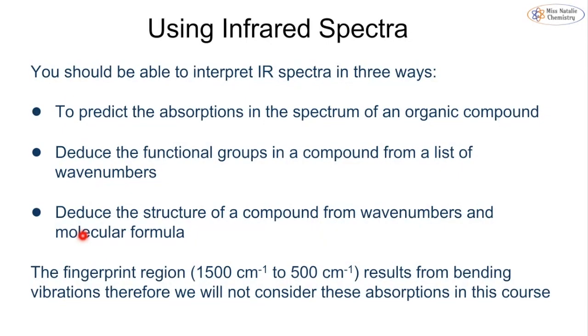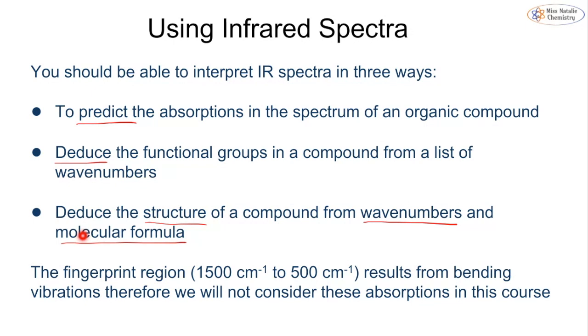So we should be able to do three things with infrared spectroscopy. We should be able to predict the absorptions that we would see in a spectrum based on the functional groups that are present. We should be able to deduce the functional groups that are present if we're given a list of wave numbers, and if we're given the wave number and the molecular formula, we can deduce a structure. So it all just depends on what you're given in the question, and that will also depend on how many marks the question is worth.